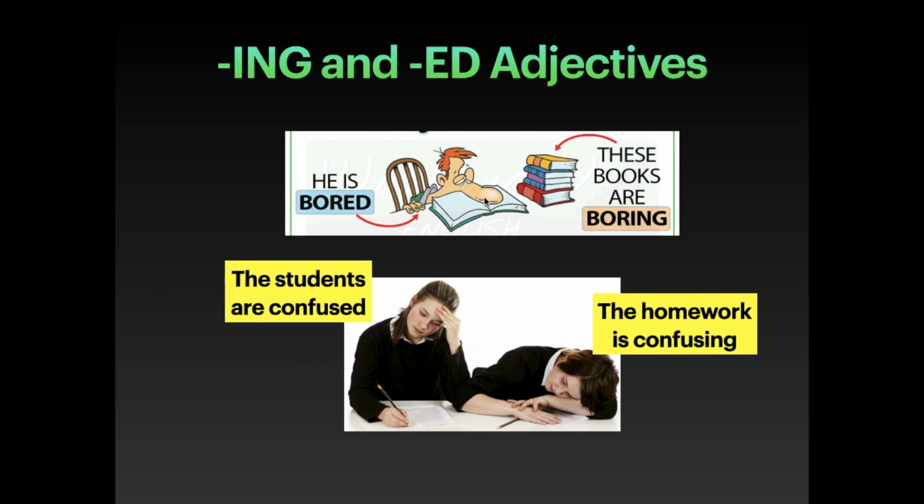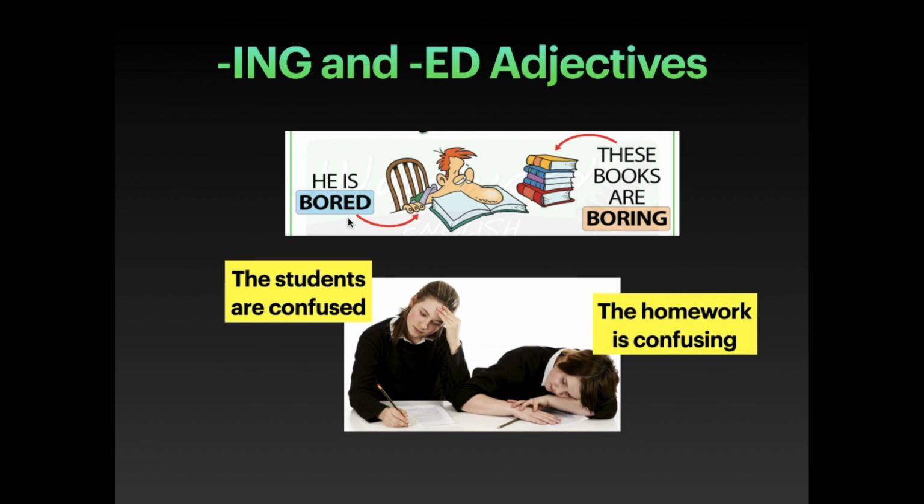So, en español el problema es que decimos, estos libros son aburridos, él está aburrido. Entonces aquí decimos son aburridos porque lo hacen, y aquí decimos está aburrido porque recibe la acción. But both are aburrido, bored and boring. Now here you can see the difference. The students are confused, the homework is confusing. Aquí sí lo decimos diferente. La tarea es confusa porque provoca esa acción. Los estudiantes están confundidos, ellos reciben eso, ¿ok?